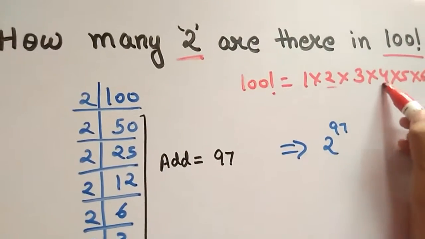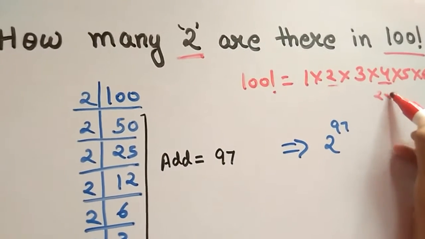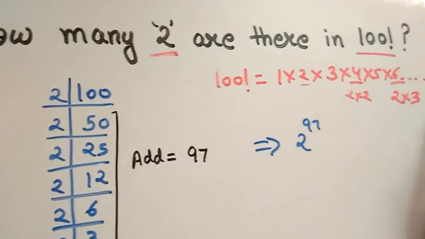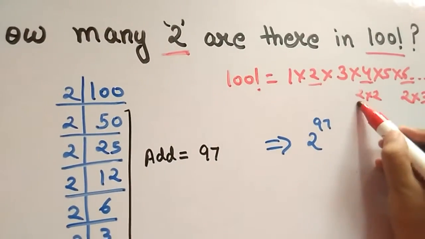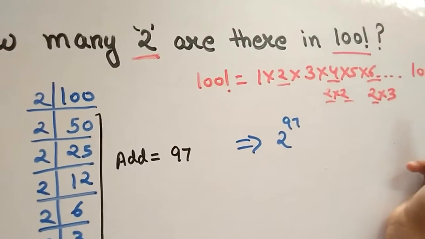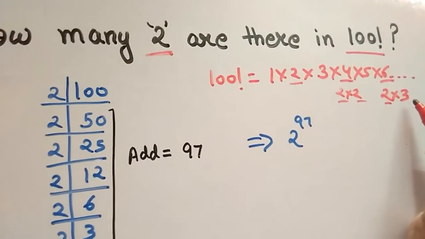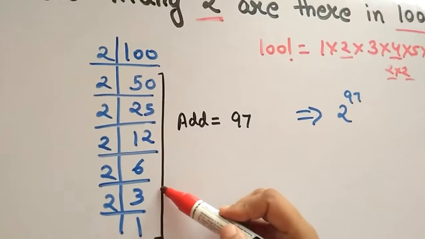It is 1 here, 2, 2 into 2 is 4, 3, 2 into 3 is 6, and so on. So you have to calculate how many 2s are there. If you go by the manual method, it is a very long method, so there is a shortcut to do this question.